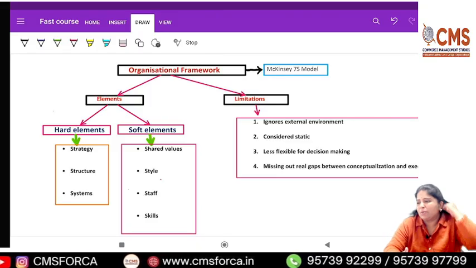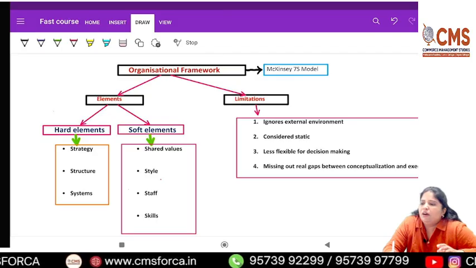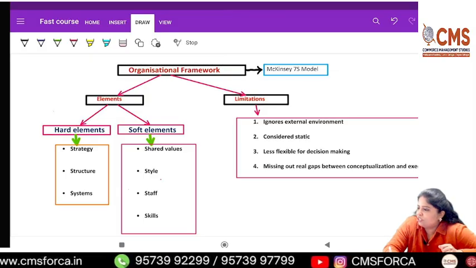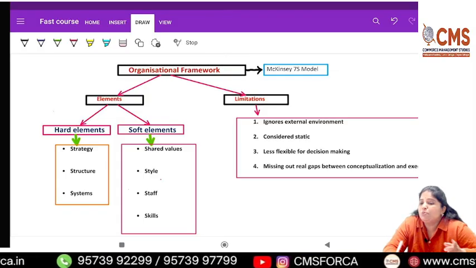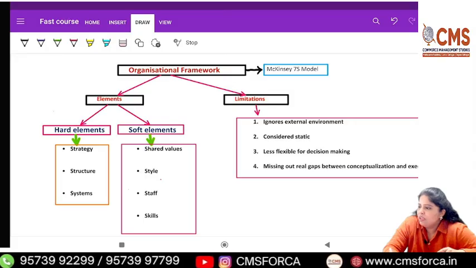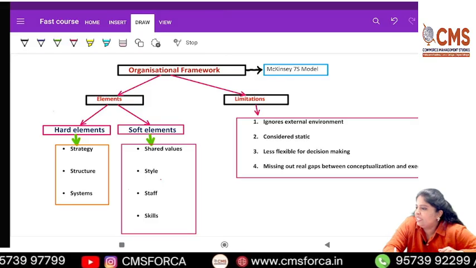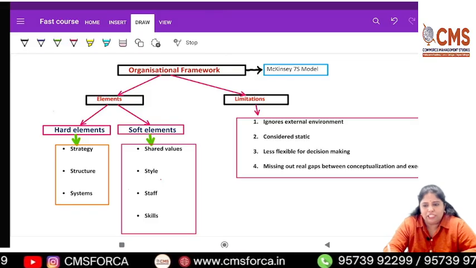I will discuss McKinsey's 7S model. Rather, I would say we will go with organizational structure. Let's discuss SBU structure and matrix structure. Matrix structure, I believe I introduced yesterday. We will discuss in detail today. Shall we complete those two structures?